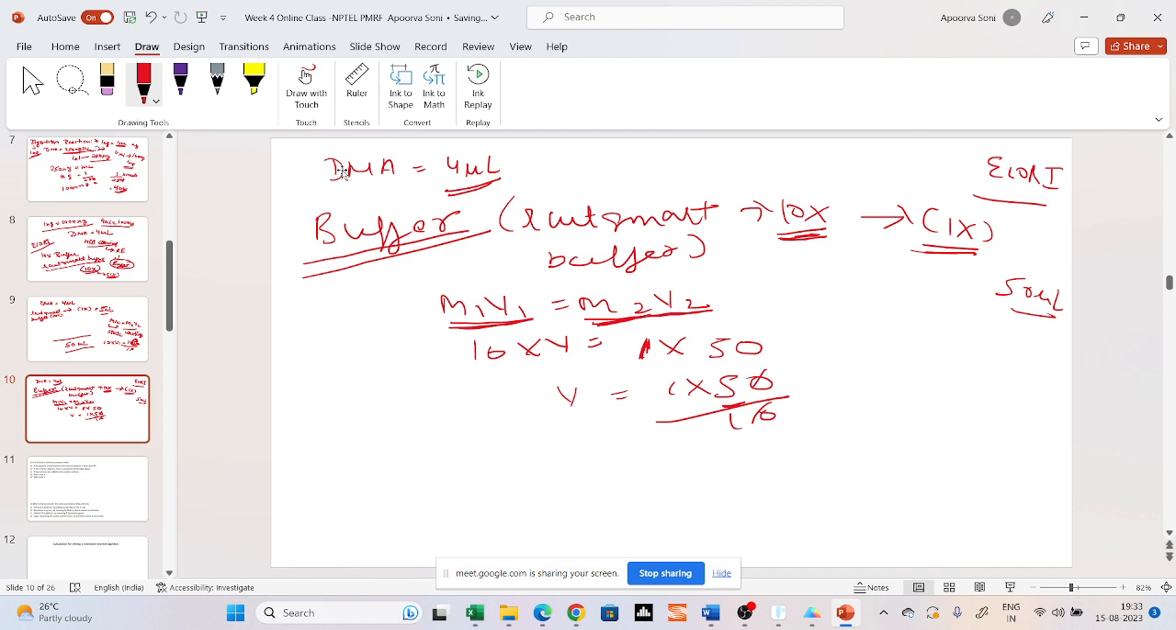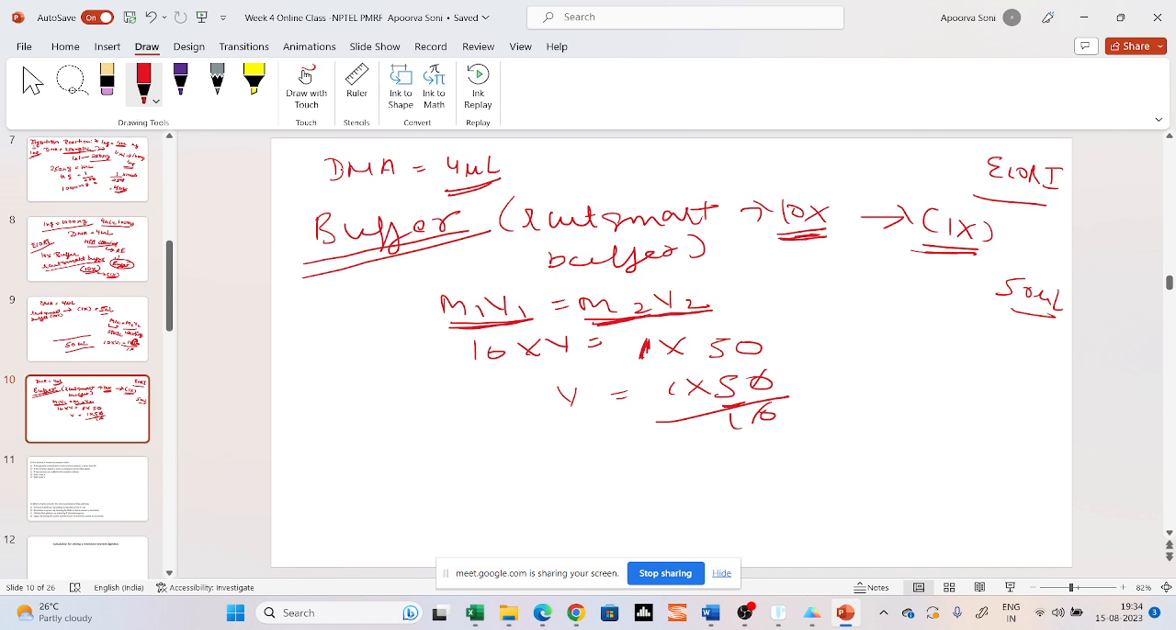Ma'am, I have one doubt. Why do we use 10x to 1x here? See, the buffers that you get are very concentrated, so you cannot use that concentrated buffer. You have to dilute it. Basically, the meaning of this is that you are diluting your buffer. Whenever you are doing biotechnology experiments, you have to always remember that biotechnology solutions are mostly stocks and you have to prepare a working solution. You will not always get a working solution. From a stock you have to prepare a working solution of whatever dilution you need.